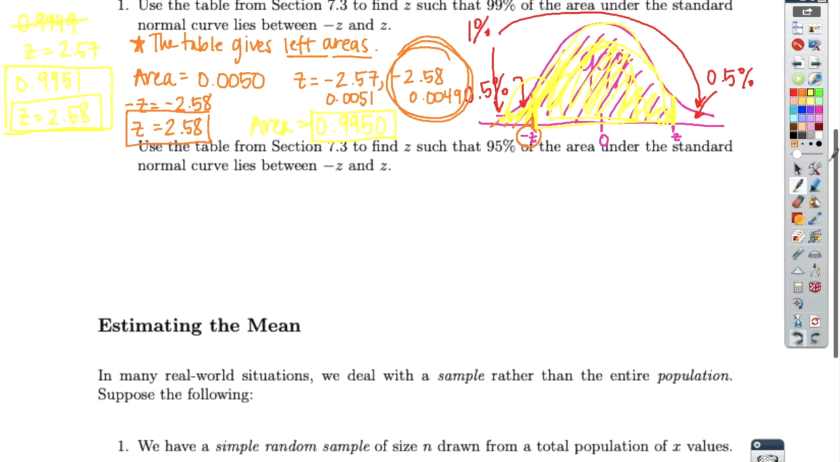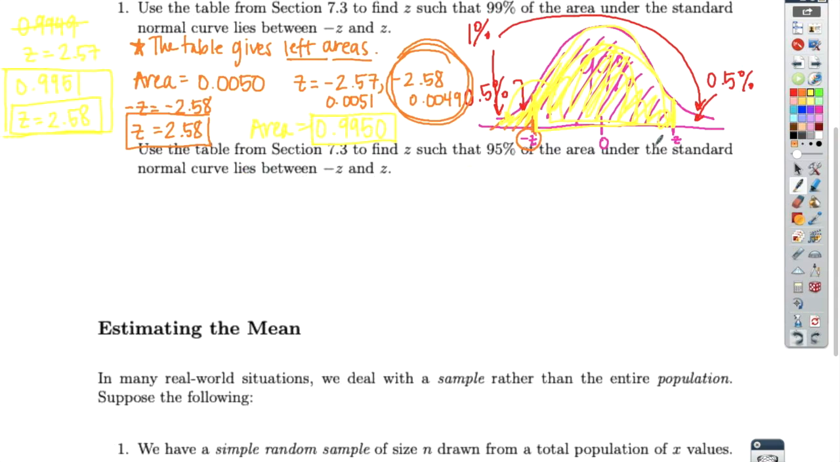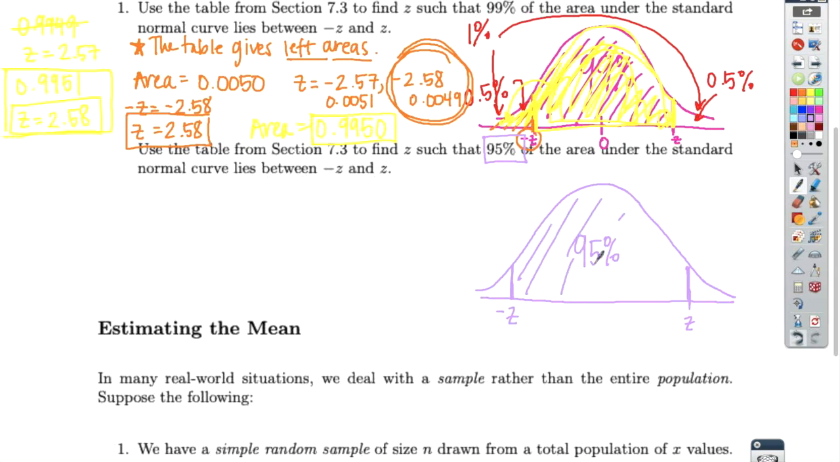So with that in mind, what you should do is pause the video now and see if you can try this one. I can start you with a picture if you want. It's the exact same problem, but this time from z to negative z, we want 95% of the area. So on that first one, it was 99%. Now we want 95% of the area in here. So pause the video now if you haven't, and see if you can find this z-score.